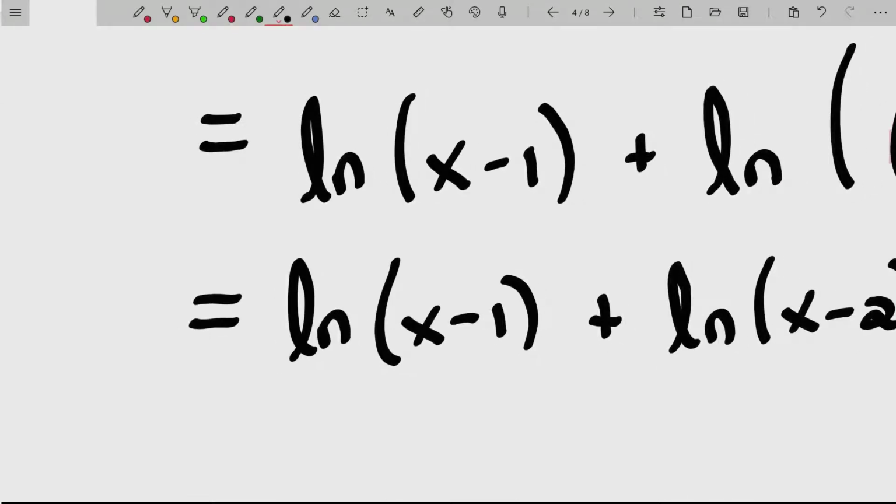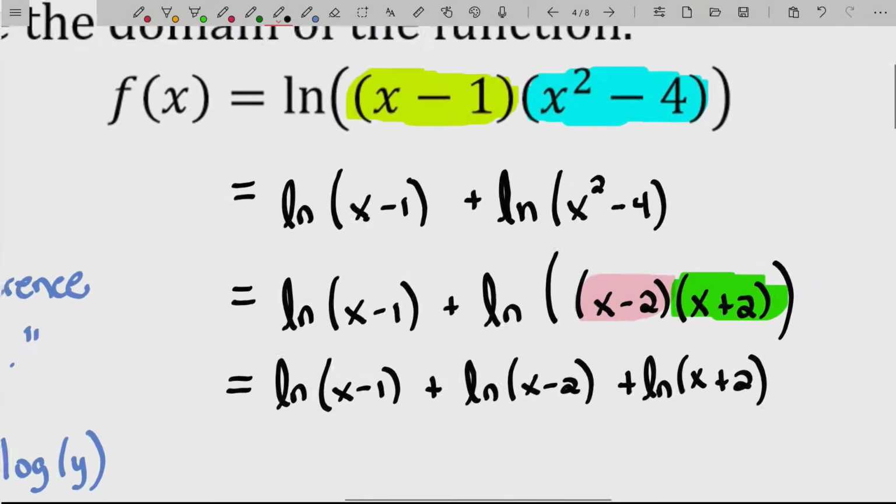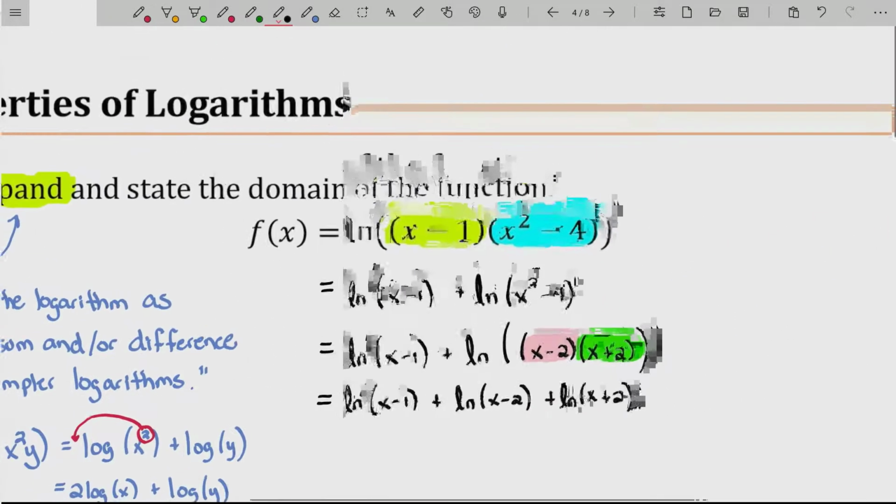That natural log of x minus 1 is just that, natural log of x minus 1. There's nothing you can do. You can't pull that apart or anything. You're stuck.